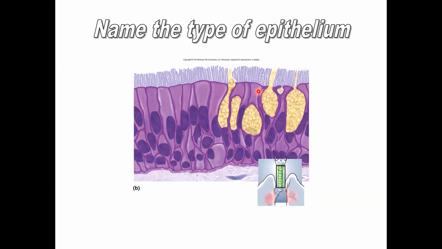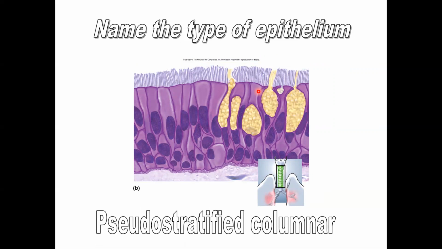This one. This one is pseudostratified columnar epithelium. Now, when you look at this, you're like, well, how can I tell that this cell, for instance, is still in contact with this basement membrane? Why is this not stratified? And my answer there, 2 things.